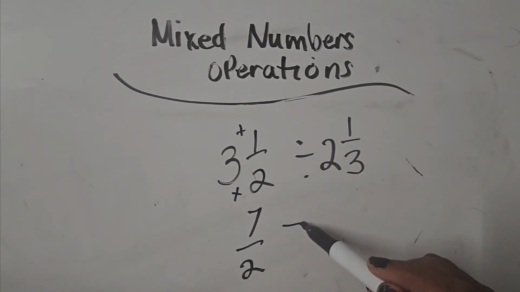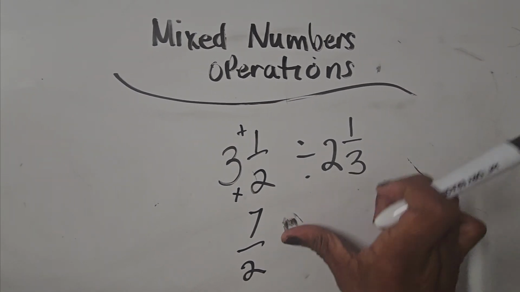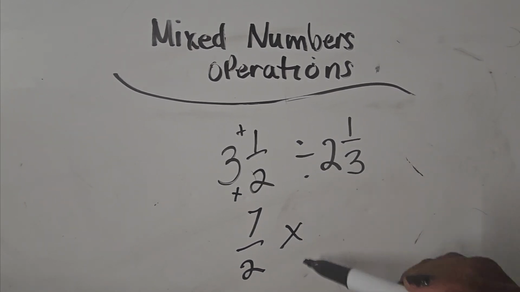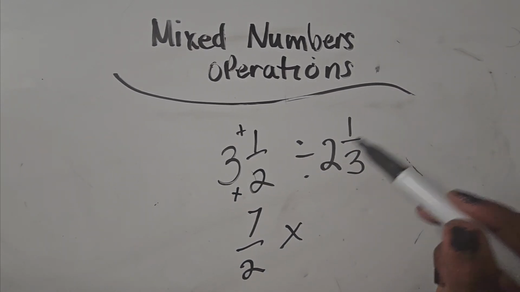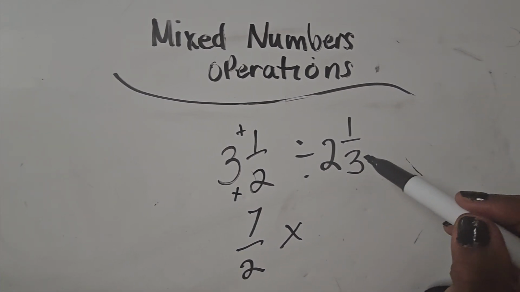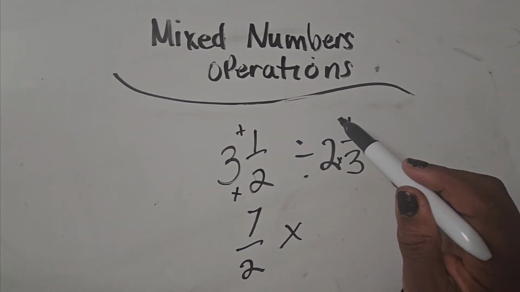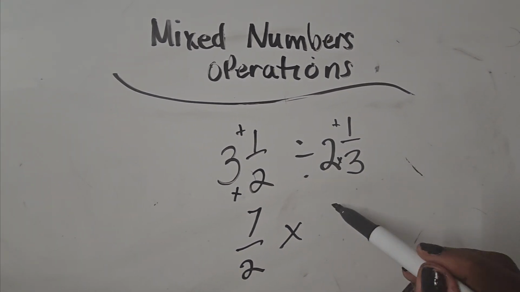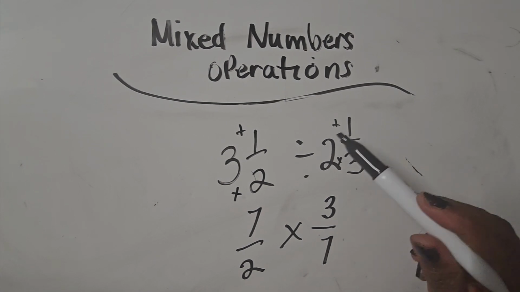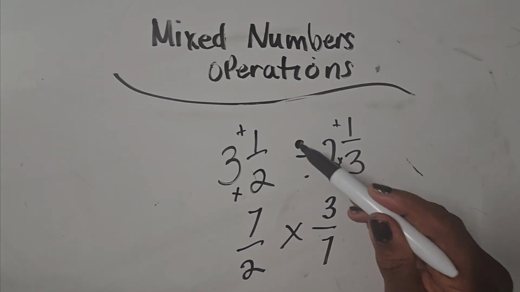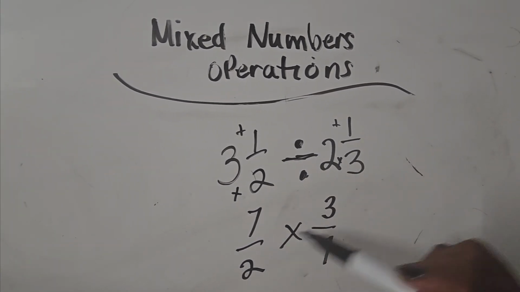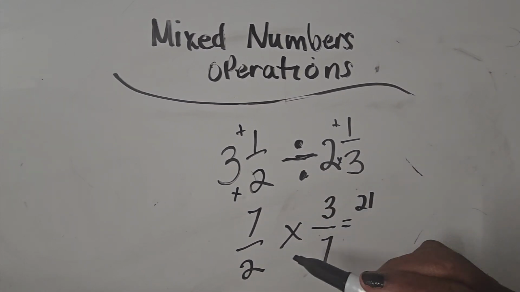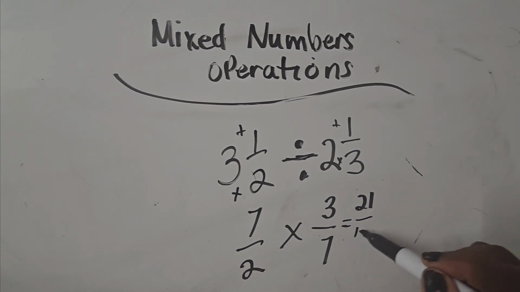Remember, in division, we change the sign. So instead of me putting division, it now becomes multiply. And over here, we take the reciprocal. But let's do it first. 2 times 3 equals 6. Plus 1 is 7 over 3. So instead of putting 7 over 3, I'm going to put 3 over 7, because you always take the reciprocal when you divide fractions. And then this becomes 3 times 7 equals 21. 2 times 7 equals 14.